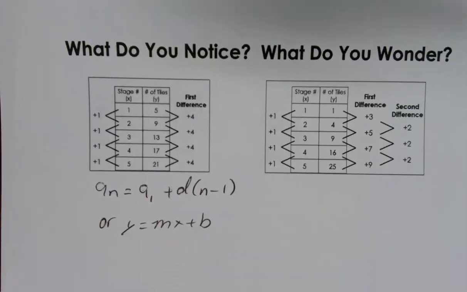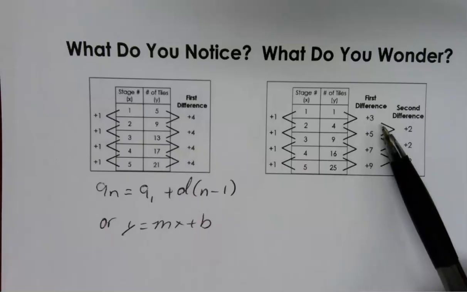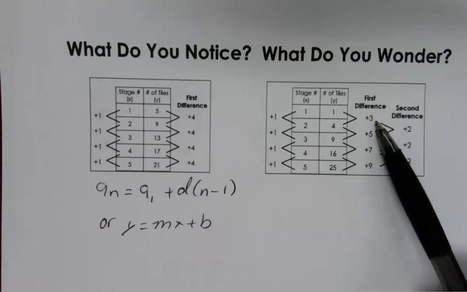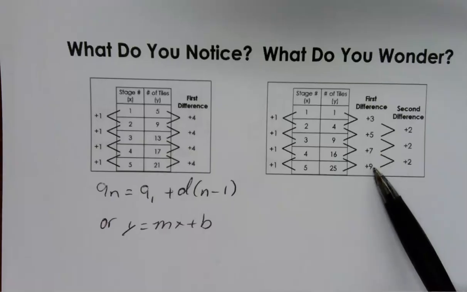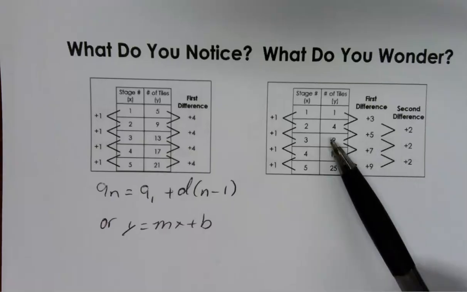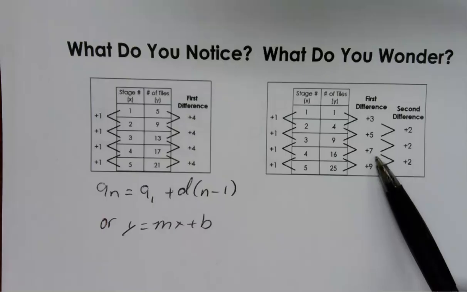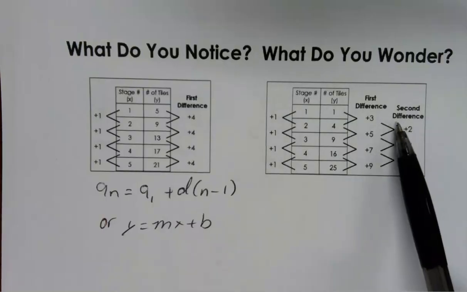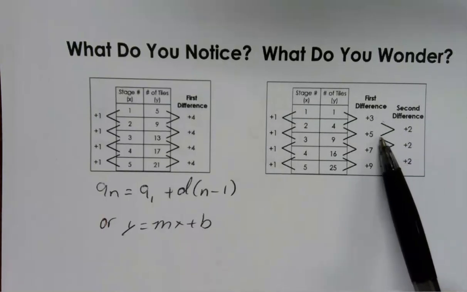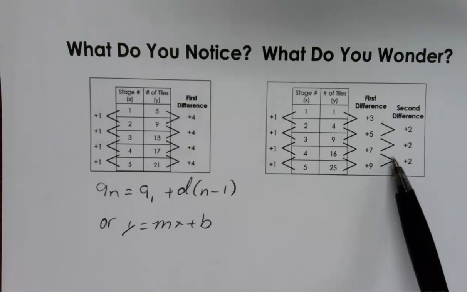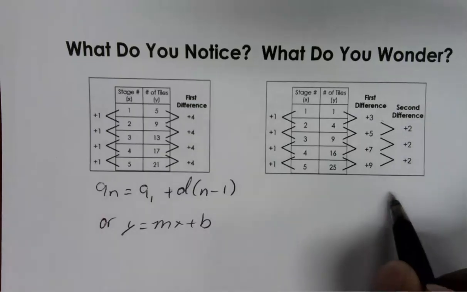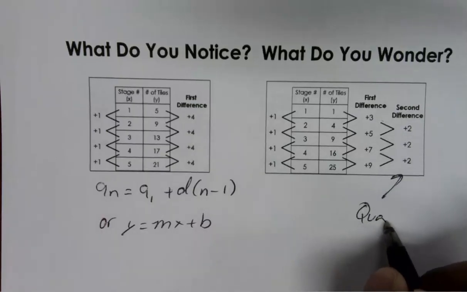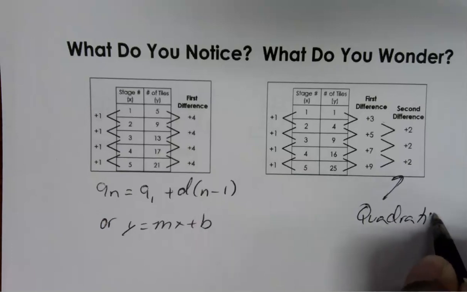However, if you take a look at the second pattern, it doesn't go up by the same amount each time. It goes up by 3, then it goes up by 5, then it goes up by 7, then it goes up by 9. So this is not a linear sequence. But if you take notice, this is 2 higher than the previous one, this is 2 higher than the previous step up, and that's 2 higher than the previous step up. That second difference is 2. This means it's a quadratic pattern.